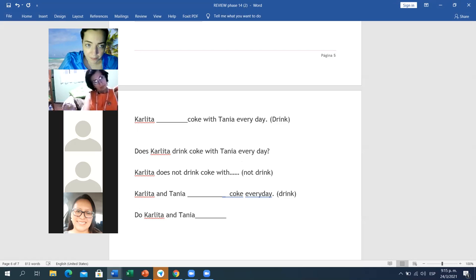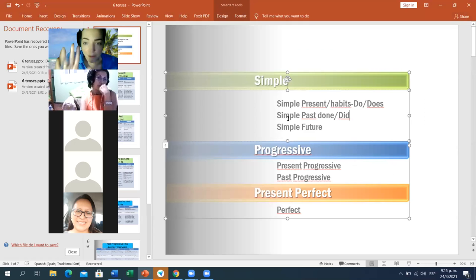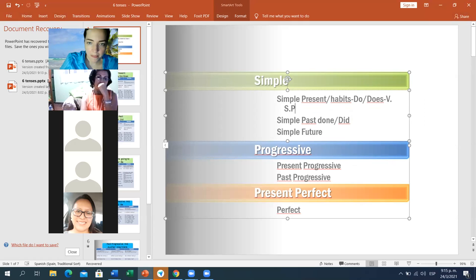How would be in the simple past? And the verb comes in the simple past, va solamente formulado en el past. That means ate, drunk, sang, played, talked, worked, bought, gave, etc. Recuerden que está give, gave, given, buy, bought, etc.